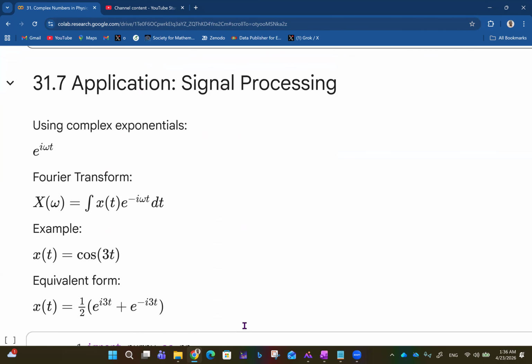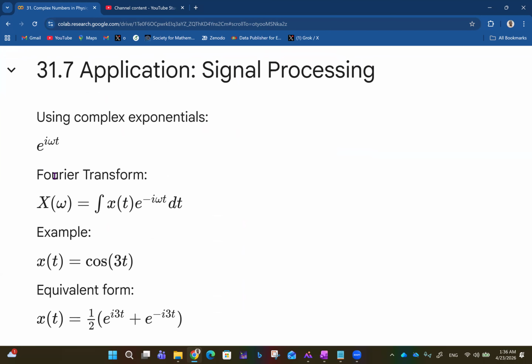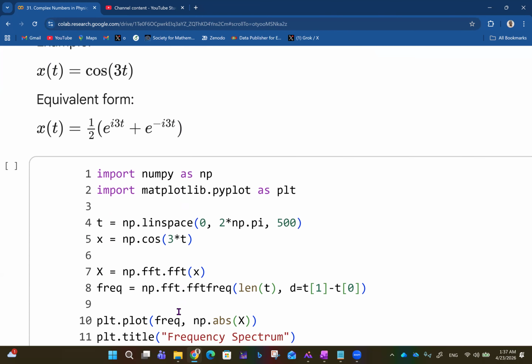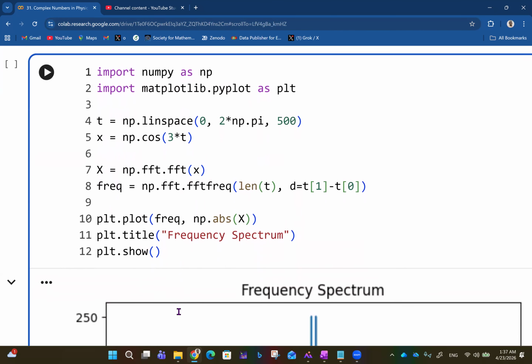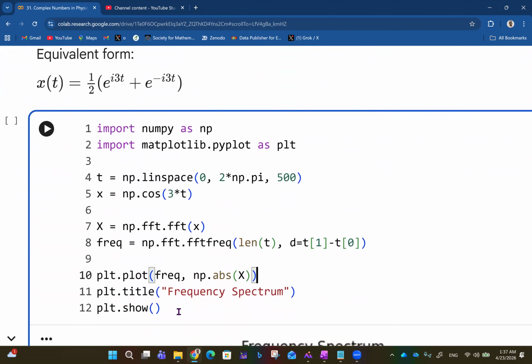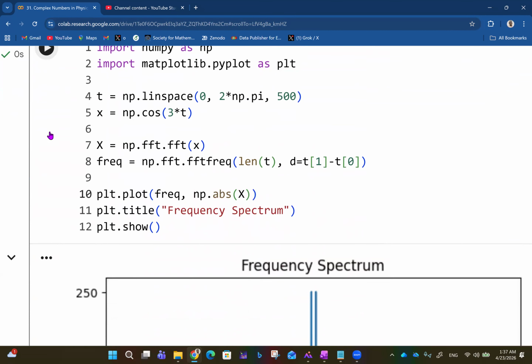Then we have application of complex numbers in signal processing also. Using complex exponentials, we know e raised to I omega t, and the Fourier transform x of omega is the integral of x of t e raised to minus I omega t dt. An example, if you have x of t to be cos 3t, the equivalent form would be x of t equals half of e raised to I 3t plus e raised to minus I 3t. So you have that going easily like that. And then you can also plot that on a frequency spectrum like this.